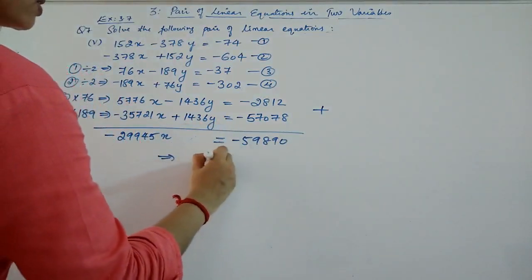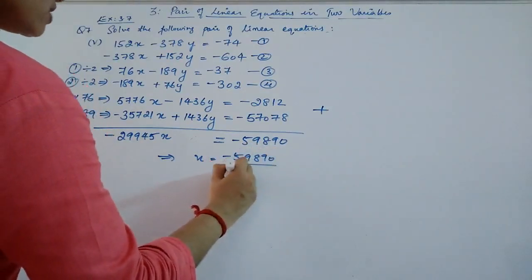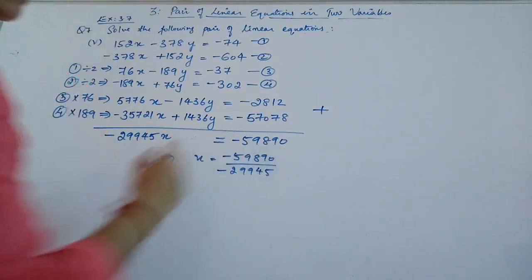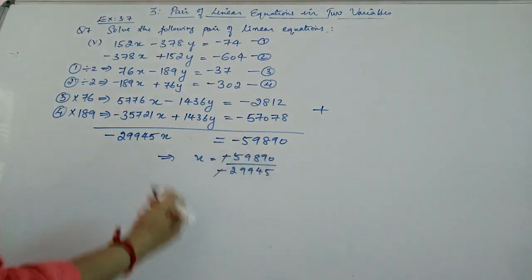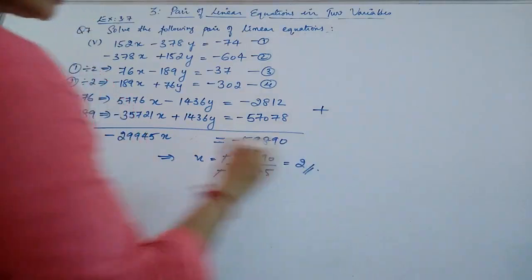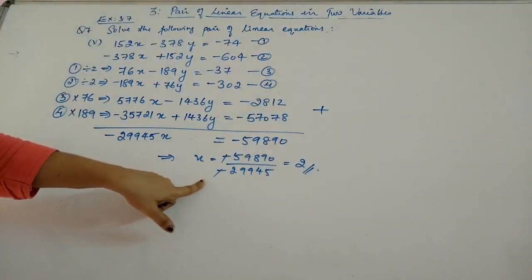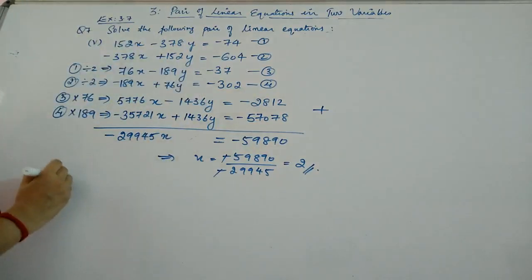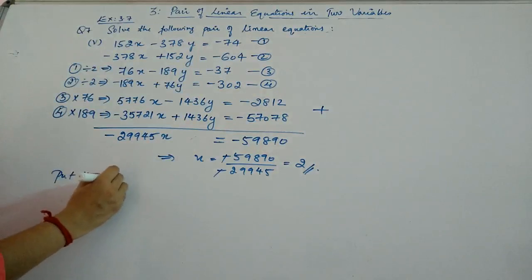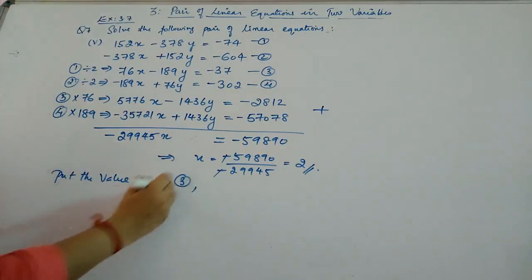Therefore x is equal to minus 59890 divided by minus 29945, which you can see, this into 2 will give you this. Therefore your x value is 2. Now after getting the x value, you can substitute in any one of the equations. Which equation is easy? This is the simplest. So you can put the value of x in equation number 3.